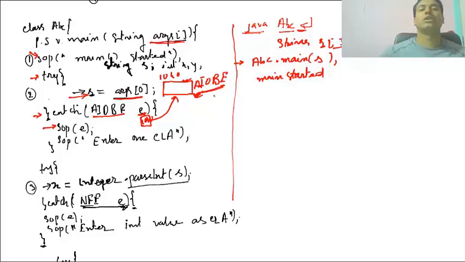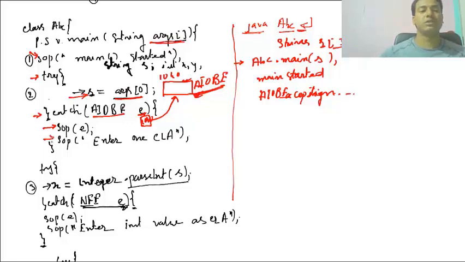Now you know, when you print any reference variable which is pointing to an object, it gives the class name, if the toString method is not overridden. So here it will give the class name, ArrayIndexOutOfBoundsException. It gives something like this.